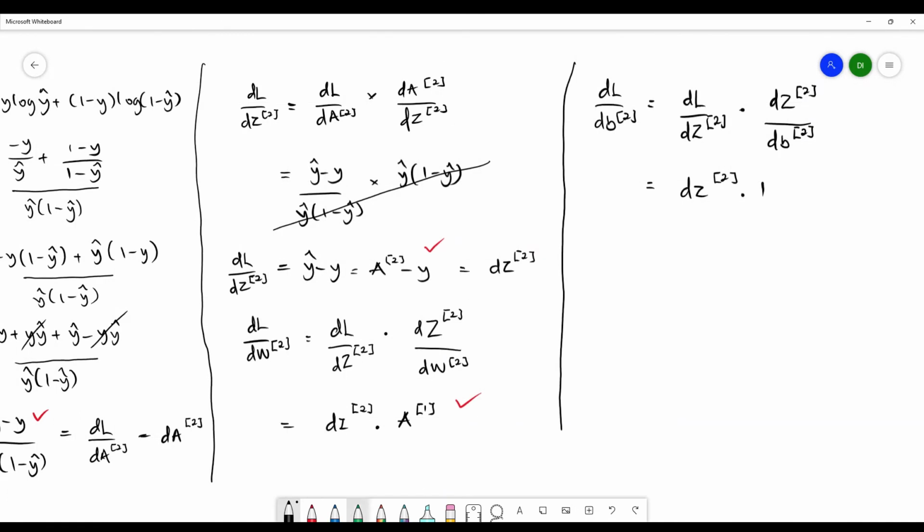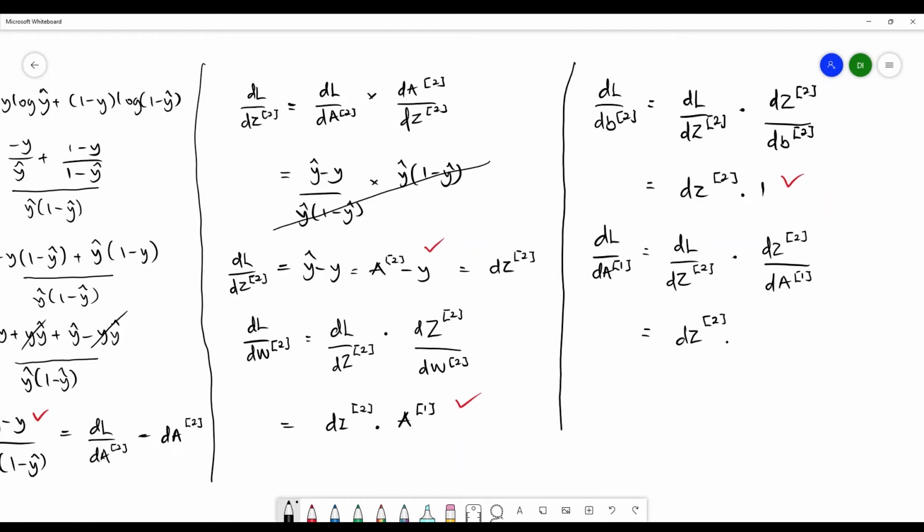Okay, take our red pen, and we say check. All right, next up, we have dL/dA1, which can also be worked out as dL/dZ2 multiplied by dZ2/dA1. This, we already have as dZ2.